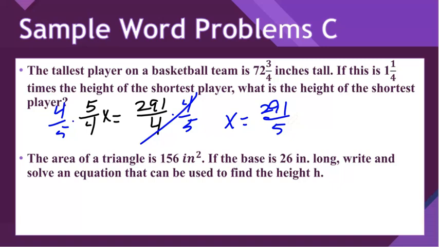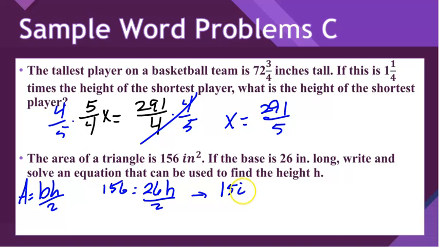Next, what is the area of a triangle? The area of a triangle is 156 square inches. If the base is 26 inches long, write and solve the equation that can be used to find the height. So the area of a triangle is base times height divided by 2. They gave us the area, which was 156, and they said the base was 26, and then I have the height, and then I divided by 2, which really this is going to be 156 equals 13h.